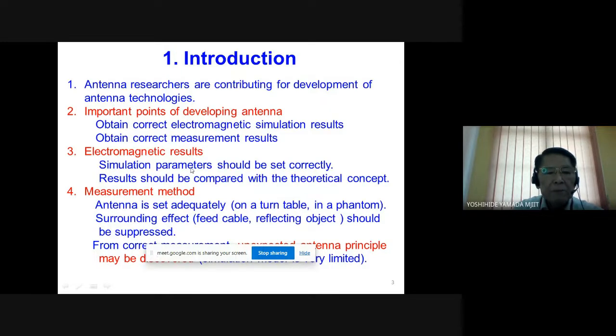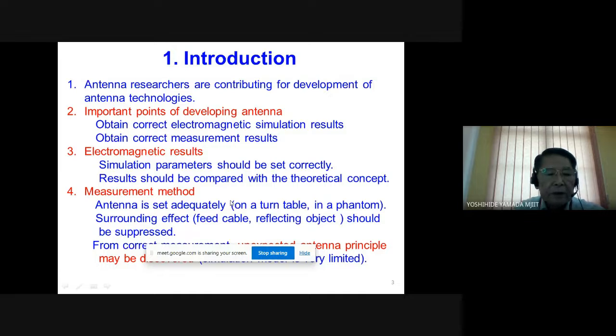However, first of all, to obtain correct electromagnetic simulation result, parameters should be set correctly, and result should be compared with the theoretical concept. This is very important point. So teachers should take care. When a student brings some simulation result, we must judge from the viewpoint of a theoretical concept. So some theoretical concept will be shown later.